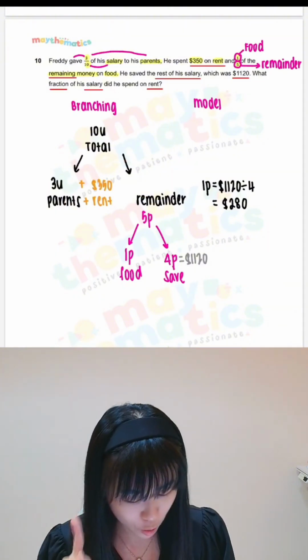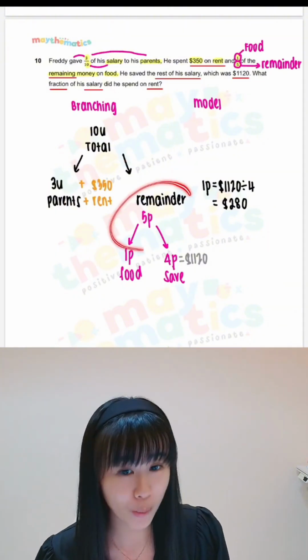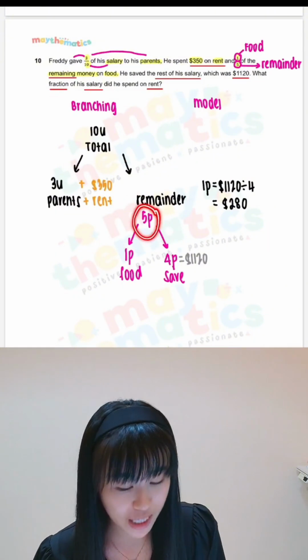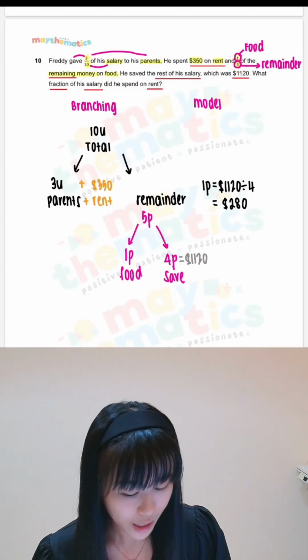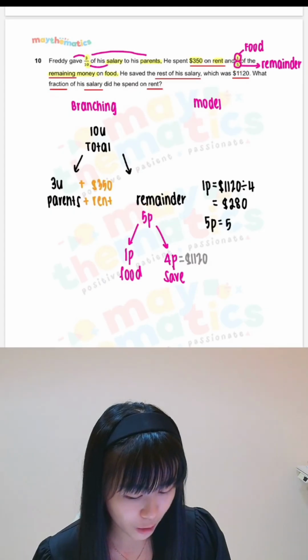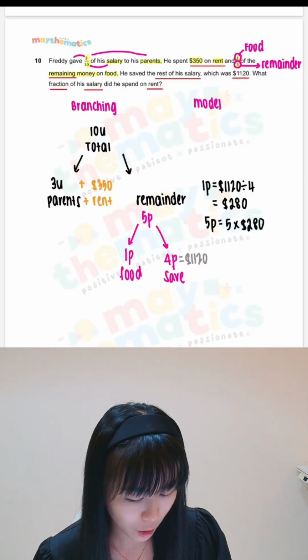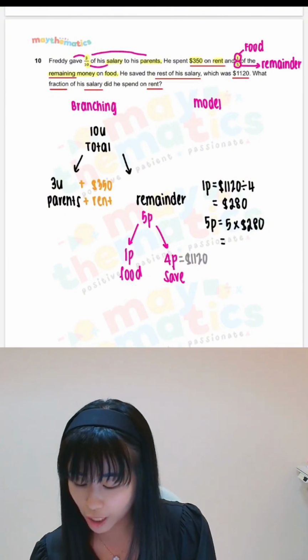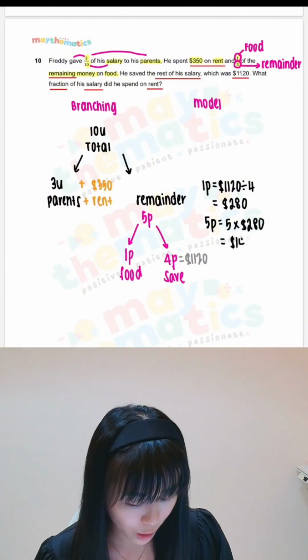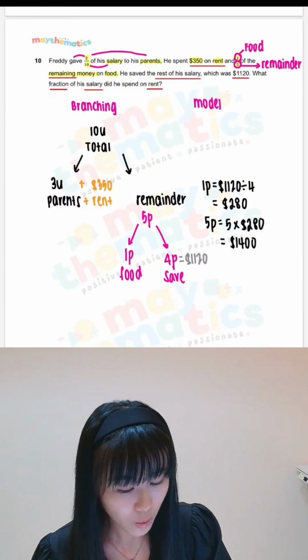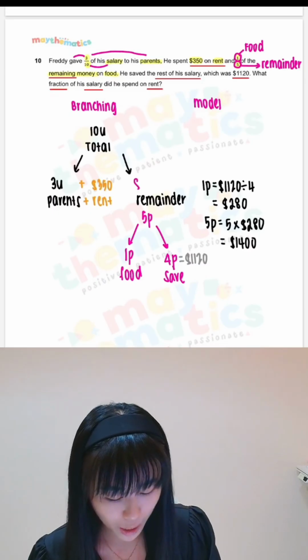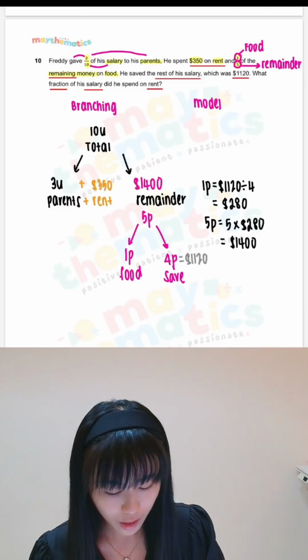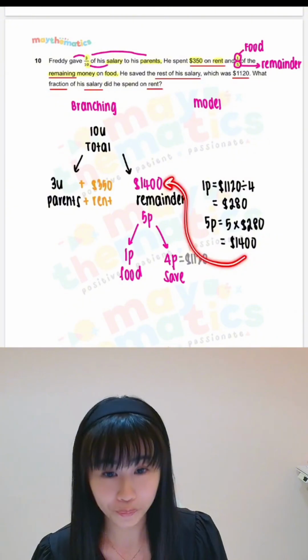So 1 part is 280. What I want to do is find the remainder first. My remainder is 5 parts from my denominator. Okay? So 5 parts will be 5 multiplied by 280, which you will actually get $1,400. Once you get $1,400, you park it back to your remainder, park it back to your branching.